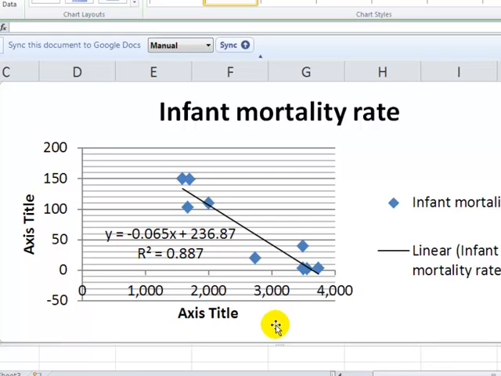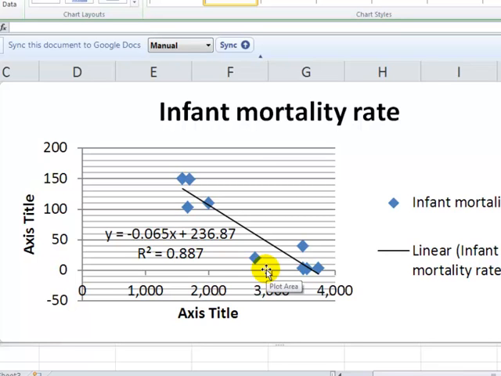So the formula is negative 0.065x plus 236.87. So this is my y-intercept, this is my slope. My r squared is 0.887, so I'm actually doing very well. My x variable explains almost 89% of the variation in the y variable. The x variable was daily calories, the y variable is mortality rate. So that's actually pretty good.